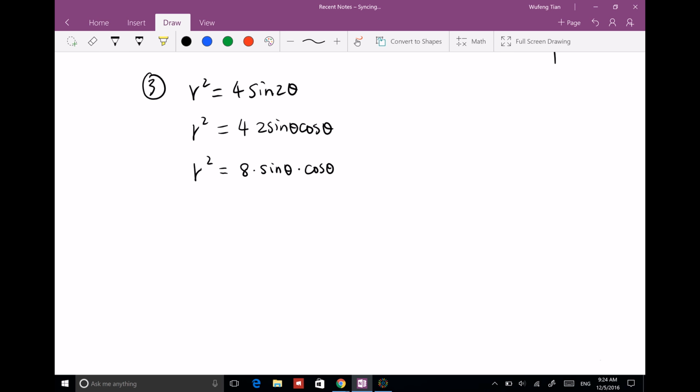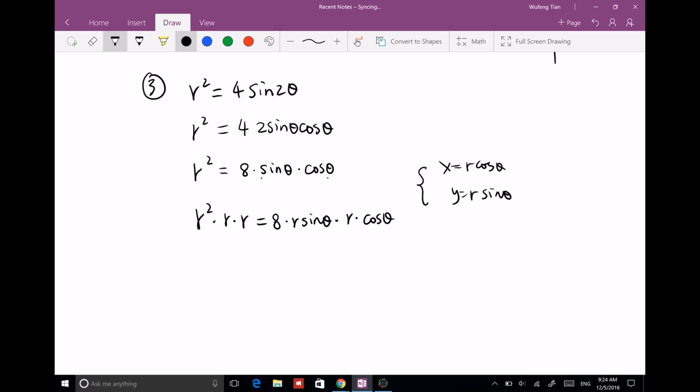We only have two formulas to get rid of it: x equals r cosine theta, and y equals r sine theta. So right here, I multiply this one by r, because r sine theta is y, and I multiply another r again. So you get 8 times r sine theta times r cosine theta. I multiply r here, and r here.